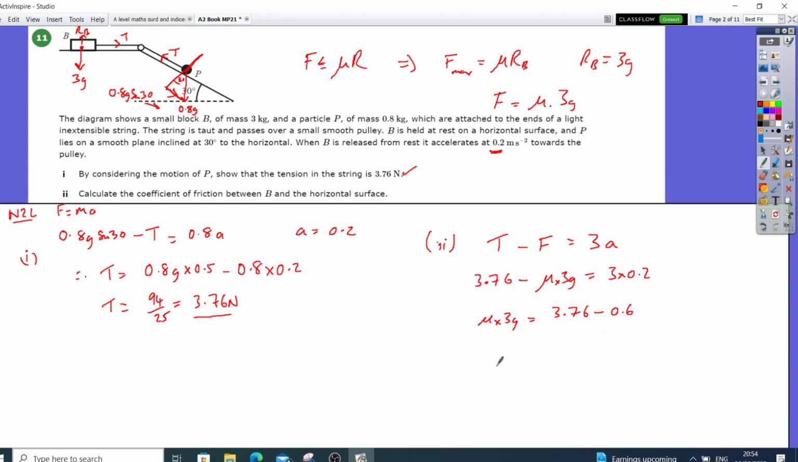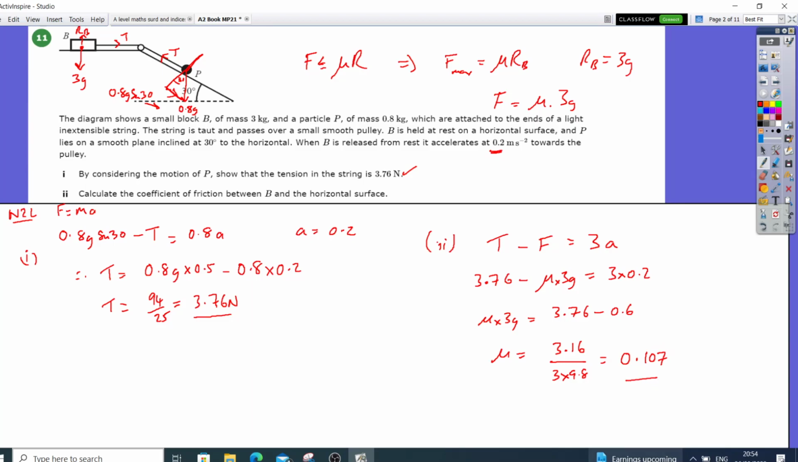Once we subtract that and divide it through, mu would equal 3.16 all over 3g. Now g is 9.8. If we put that through your calculator, you're going to get 0.107 to three significant figures.